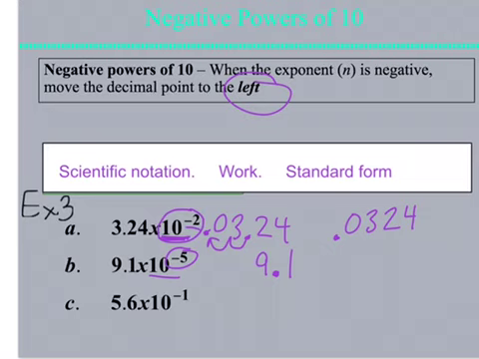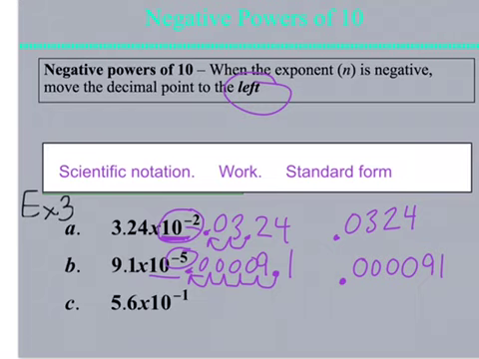So negative 5 means left 5. 1, 2, 3, 4, 5. Add your new decimal. Add in all of your zeros. So I get 0.0000091.